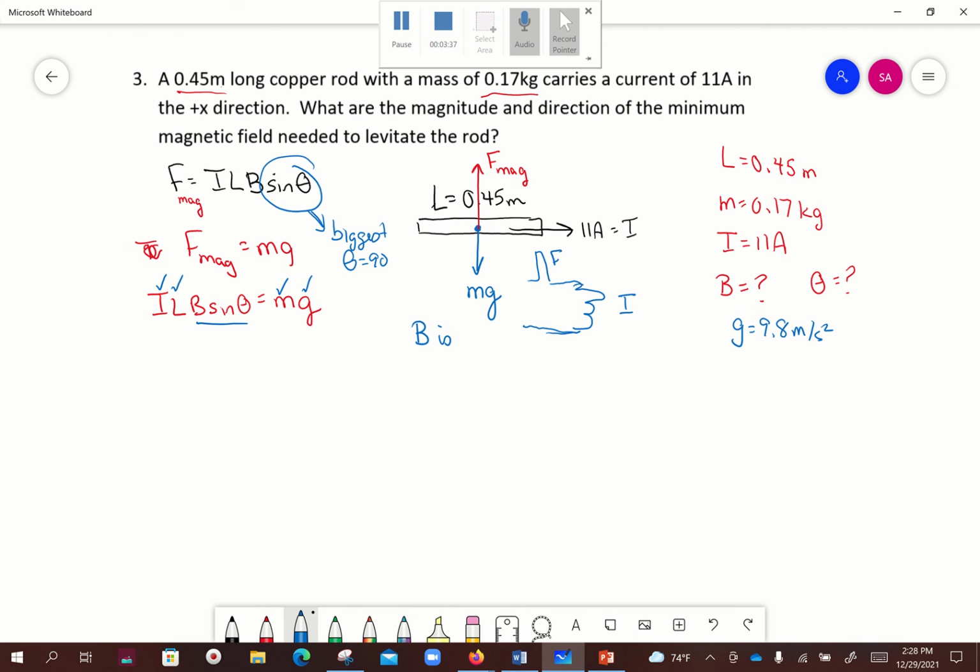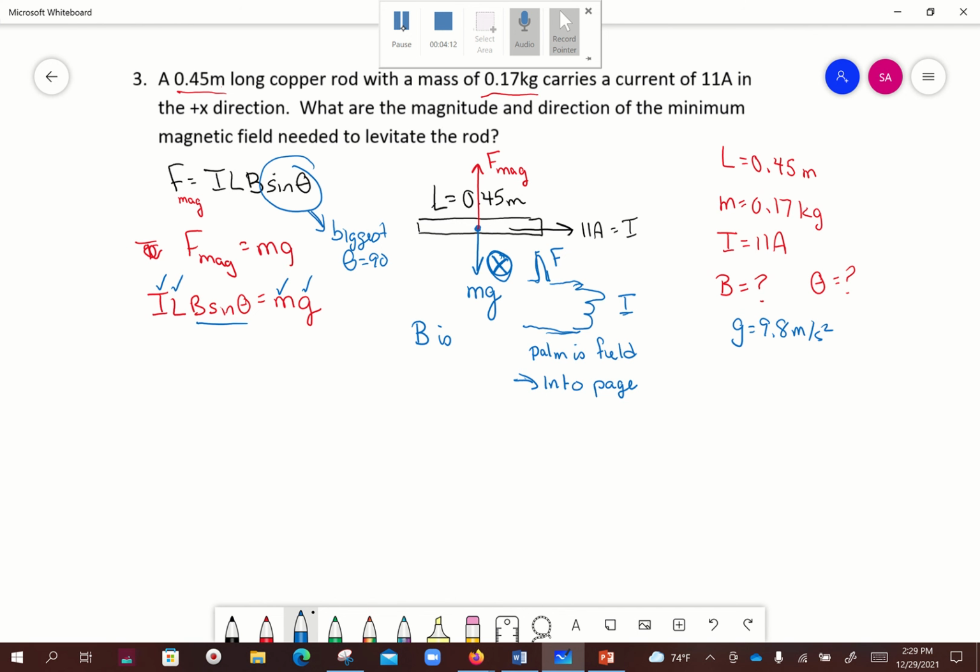I'll get it right eventually. You want your thumb pointing in the direction of the force, and your palm is the direction of the field. So your palm is pointing into the page. So the magnetic field must be going in, so I can make an X symbol. Remember that X symbol means into the page. All right, so we've got the direction.